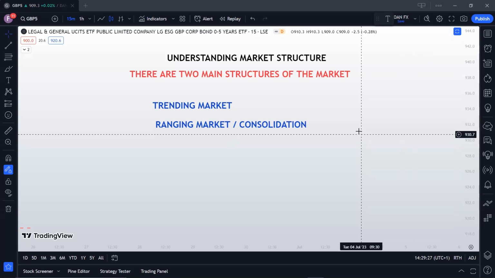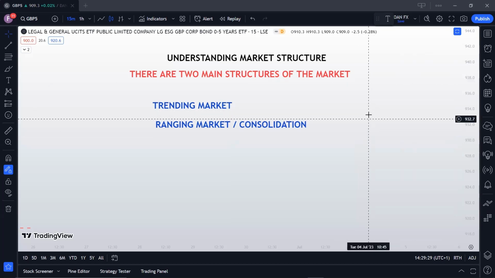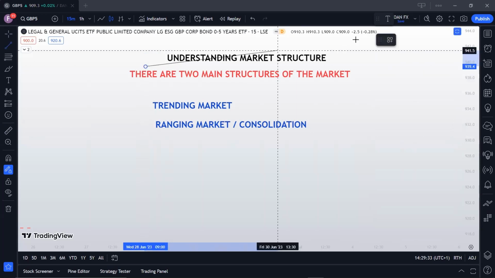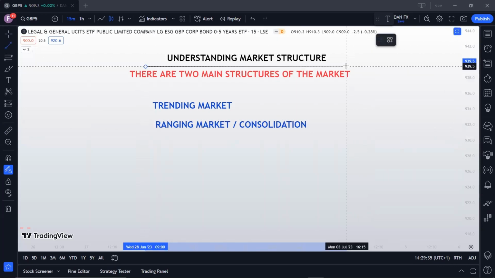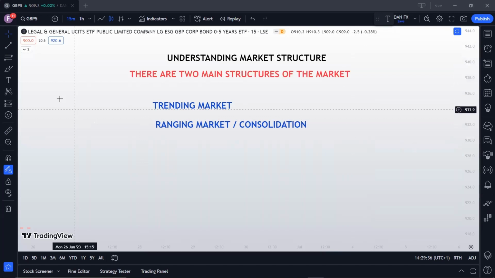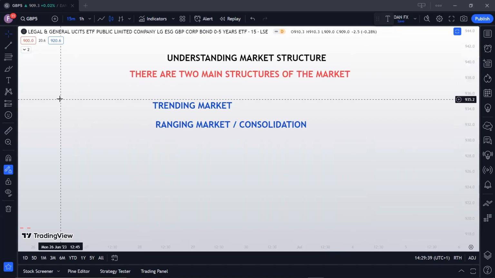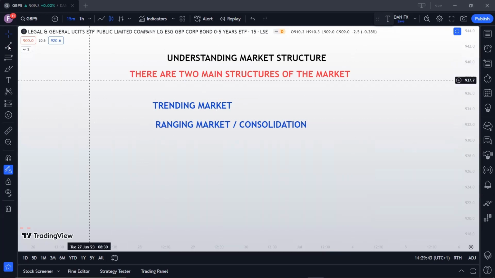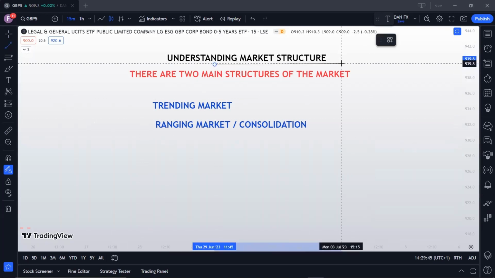In this video, we're going to be talking about understanding market structure for beginners, how the market is structured, the in-depth structure of the market. Now, when it comes to market structure, there are two main types of structures in the market. So market structure is basically how the market is structured, how the market moves, the basic foundational structure behind the things you see on the charts.